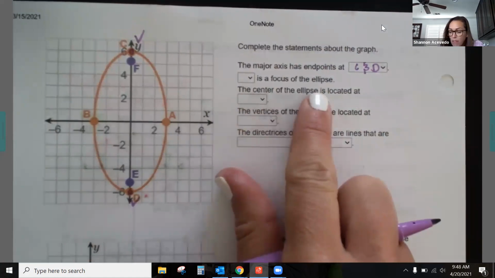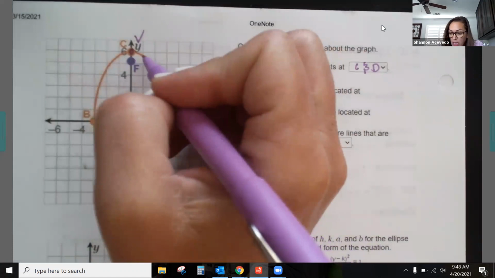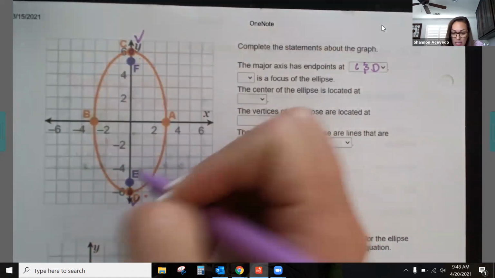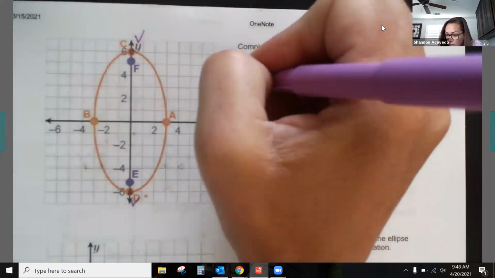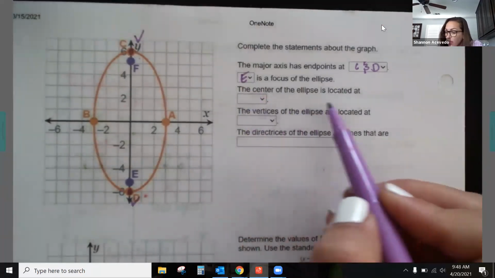Blank is the focus of the ellipse. So what's a focus? Here's a focus here at F and at E. It's a drop down, so you pick either one, whatever they have. The center of the ellipse is located.